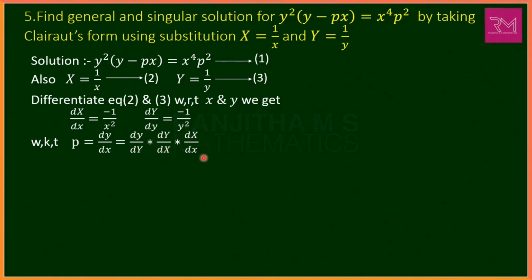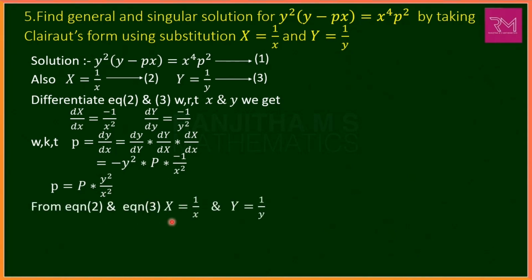If we cancel these terms, remaining is dy by dx itself. Substituting all this value, we get dY by dy is minus 1 by y square, but we want dy by dY. So if we reciprocate this value, we get minus y square. That is minus y square into this value becomes capital P into dx by dX is minus 1 by X square. Therefore, we get a value of small p as minus to minus becomes plus, that is P into y square by x square.